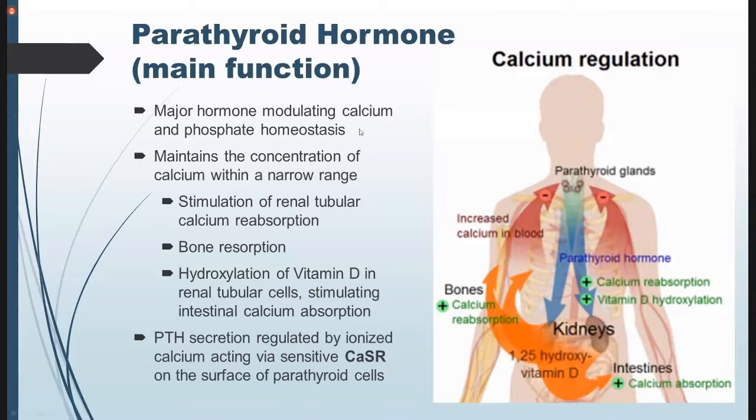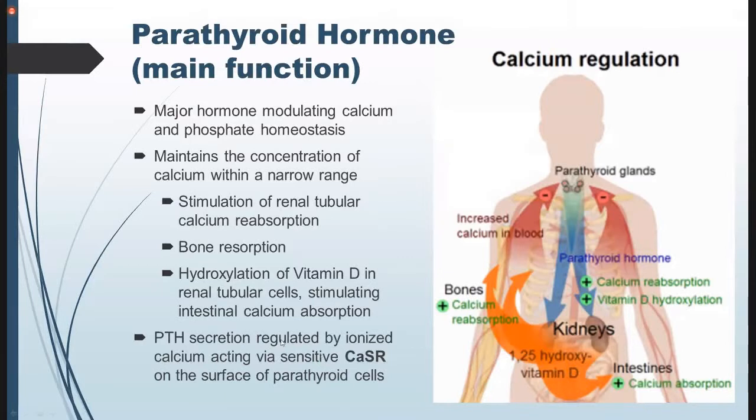So it is a major hormone modulating calcium and phosphate homeostasis and maintains the concentration of calcium within a narrow range, because the range is 8.5 to 10 in most of the laboratories. So it is a very narrow range. Stimulation of renal tubular calcium reabsorption is one mechanism through which it maintains that range. Through bone resorption, it acts on bones, again to maintain the serum calcium in the normal range. And then hydroxylation of vitamin D in the renal tubular cells, which in turn stimulates intestinal calcium absorption. So you see, these 3 are the main mechanisms through which parathyroid hormone is maintaining the serum calcium within a narrow range in the blood.